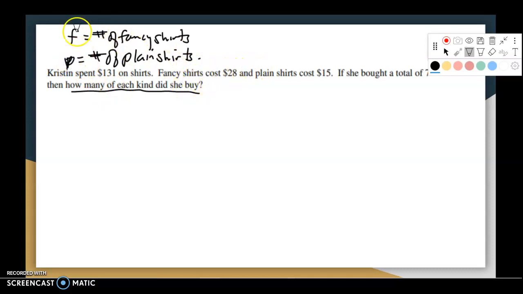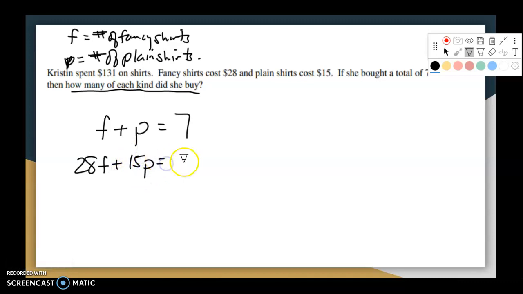All right, so now I'm going to try to come up with some equations that involve the number of fancy shirts and the number of plain shirts. Well, the first thing I know is that she bought a total of 7 shirts. So the number of fancy shirts and the number of plain shirts together have to be 7. The other thing I know is the deal with money here. It's $28 for a fancy shirt, and $15 for every plain shirt. And in total, she spent $131. There are my 2 equations.